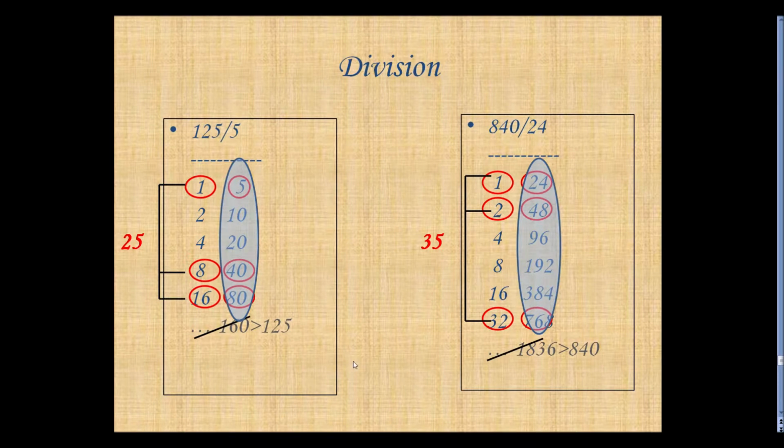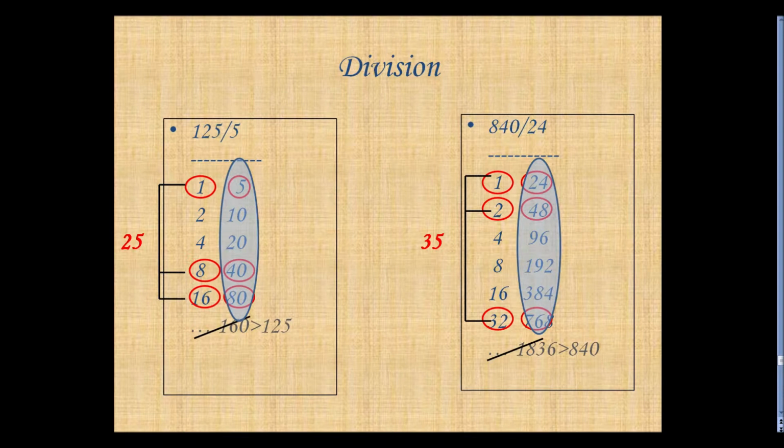Similarly, second example, 840 divided by 24. We remember from the multiplication that it should give 35. We repeat the same thing, build our two columns, 1, 2, 4, 24, 48, etc. Now we stop when the numbers in the second column become bigger than the dividend. So we stop at 768 because if we multiply by 2, 1,536 is bigger than 840.